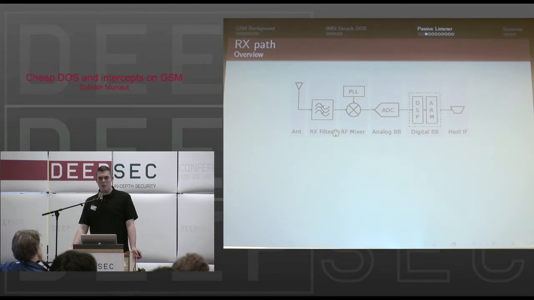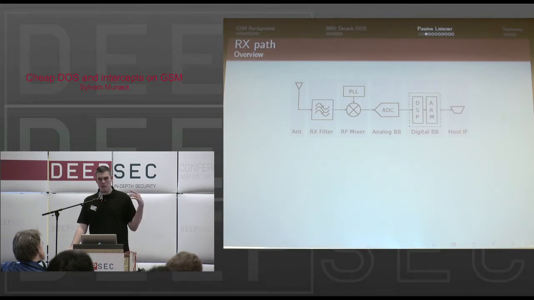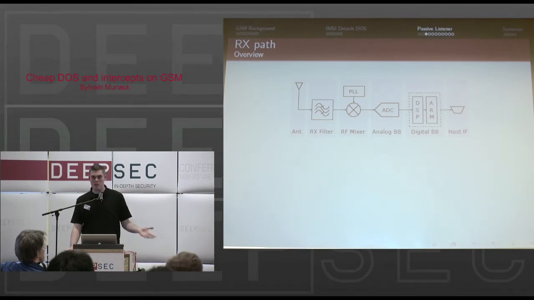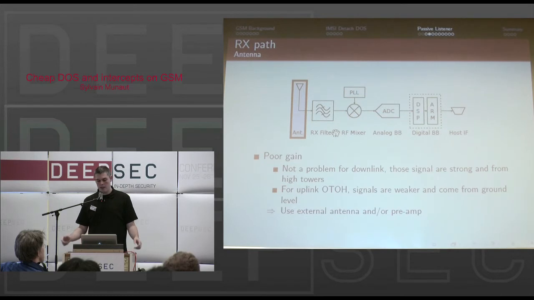So this is what the reception path of this phone looks like. It's of course a little simplified, but that's the idea. We're going to go through each element and see: can this element do what I want it to do? Is it an obstacle? And if it's an obstacle, is there some way to walk around it or change it? Okay, the first element is the antenna.